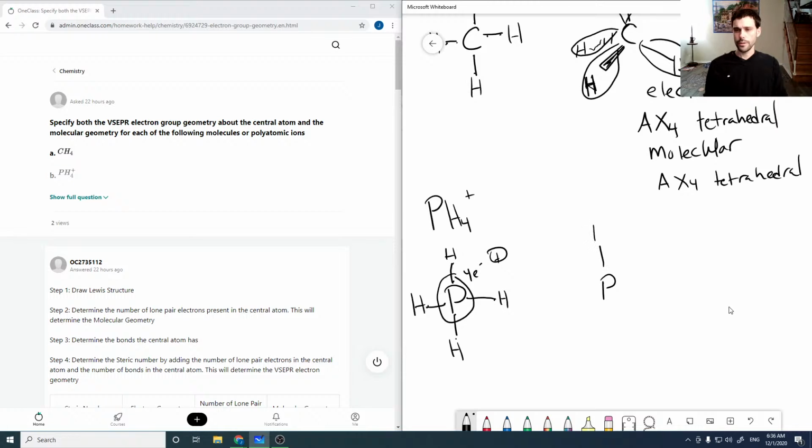So making this into our 3D structure, it'd be something like this. So our electron geometry is again AX4 or tetrahedral, and our molecular geometry is AX4 or tetrahedral.